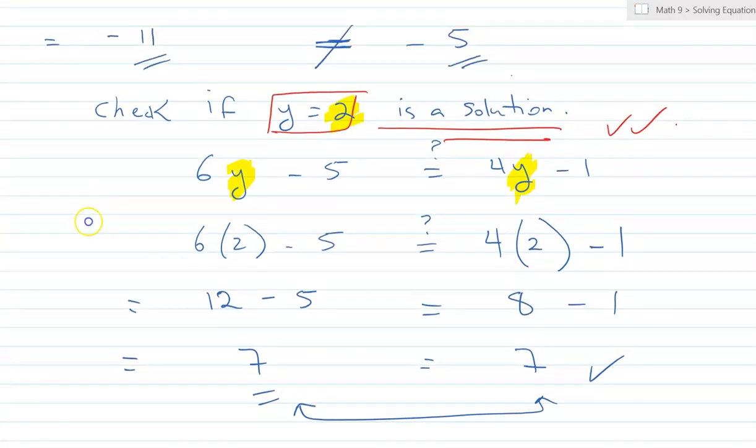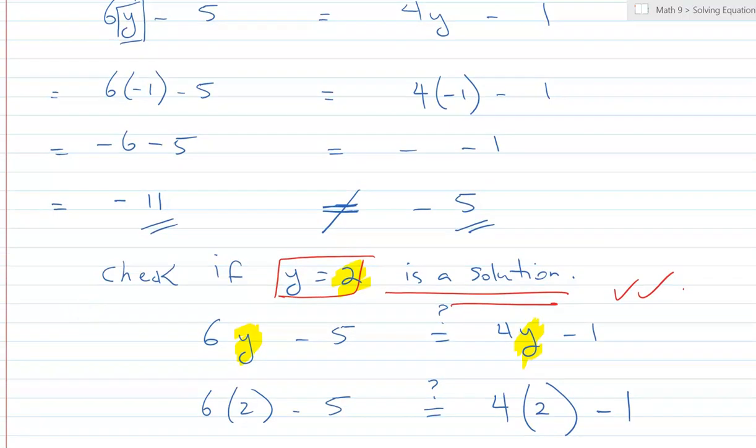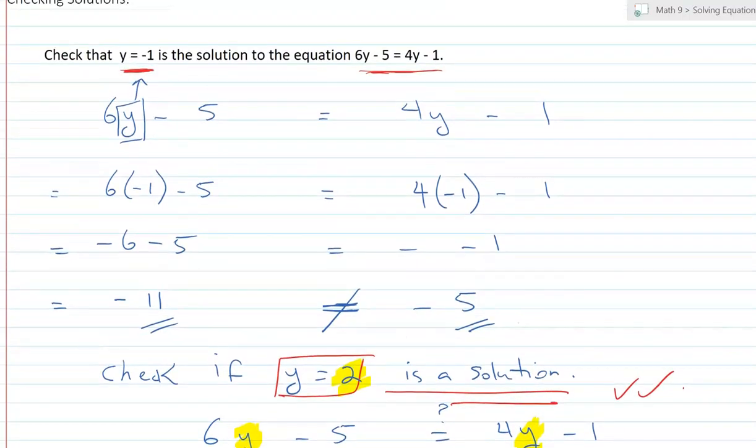Okay, that's how you check your answers. When you go ahead and substitute back your answer after solving the equation, you make sure you do that systematically, and you make sure that the left hand side of the equation is equal to the right hand side of the equation. Okay, that is it.